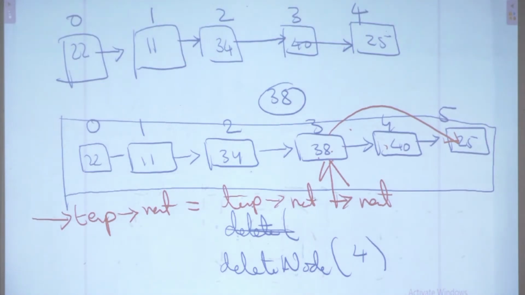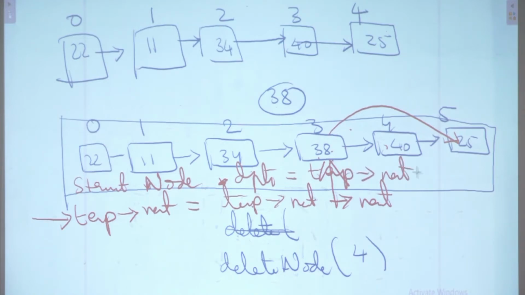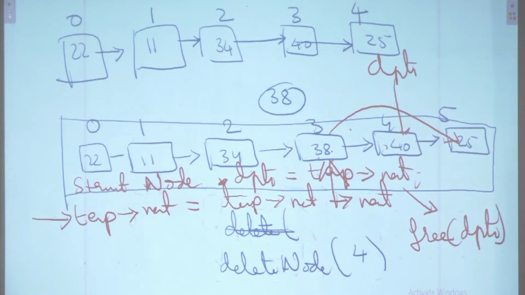So before I do this line, I have to say struct node star dptr is equal to temp's next, the old temp's next. So this dptr will be a pointer to 40. So dptr will point to 40. Then anyway I am updating temp's next. So either here or here, wherever, I can do it here also. I have to say free dptr. I can do it afterwards also, it doesn't matter.